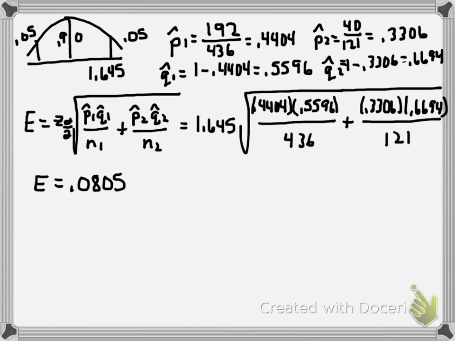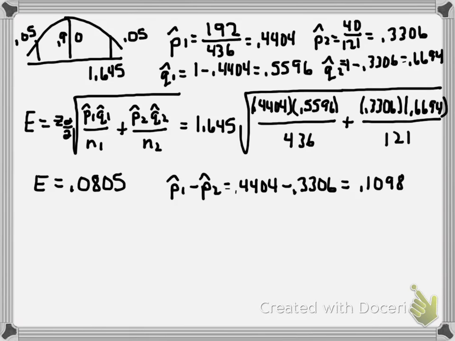So now we can work on the confidence interval. Well, almost. We need to find p hat 1 minus p hat 2 first. So p hat 1 was 0.4404. P hat 2 was 0.3306. And subtracting, we have 0.1098.